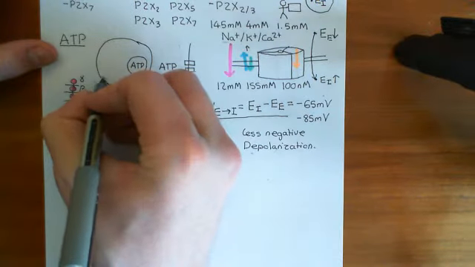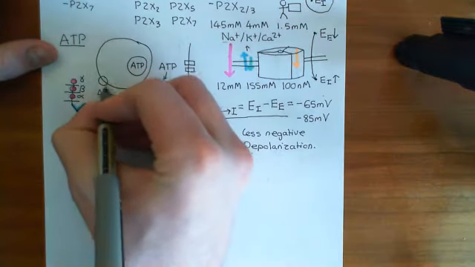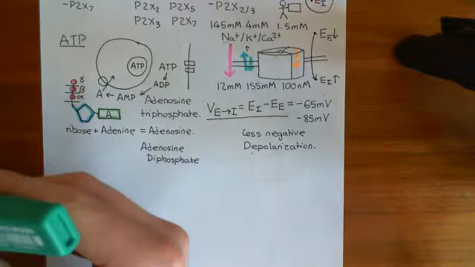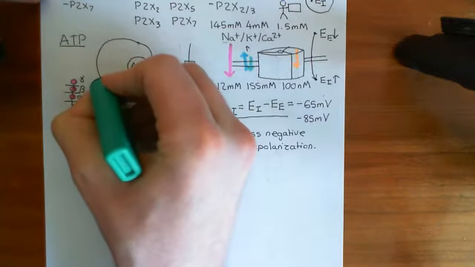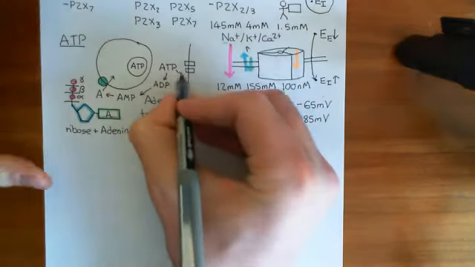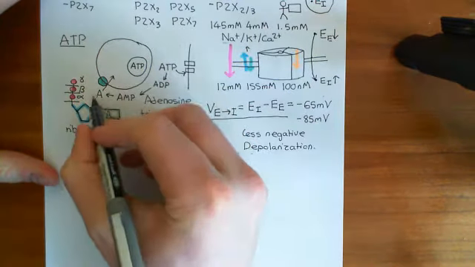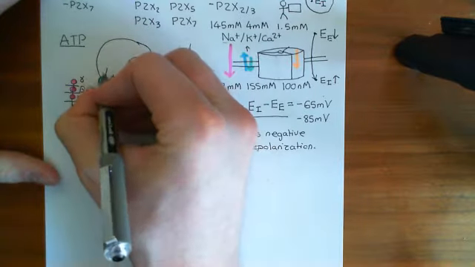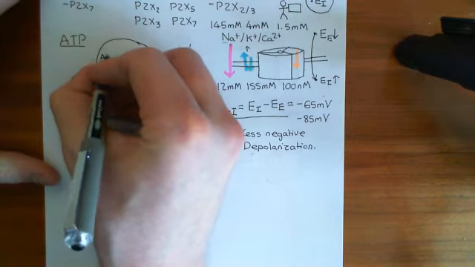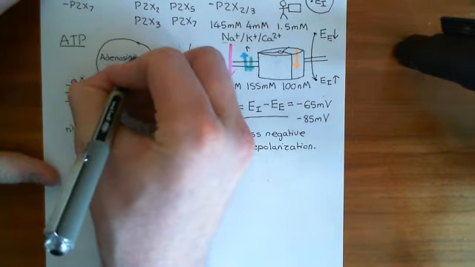And then finally, the cell that originally secreted the ATP will have a special transporter which can transport adenosine back into the cell. That's how you terminate the signal, because only ATP can activate the P2X receptors, not ADP, AMP, or adenosine. So this is some sort of adenosine transporter here. That's how you terminate the signal from ATP.